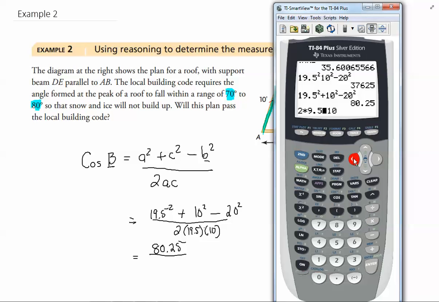And again, I have a mistake, so correct that. Try again. 2 times 19.5 times 10. There we go. Entered it correctly. We have 390 in our denominator.